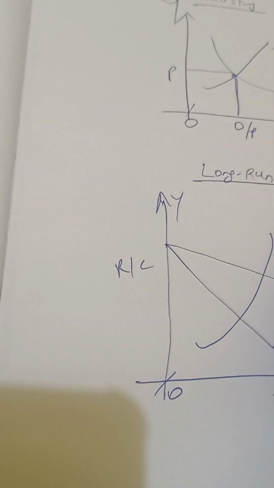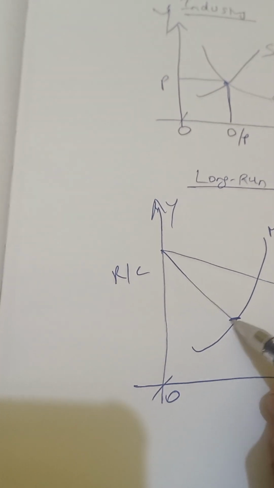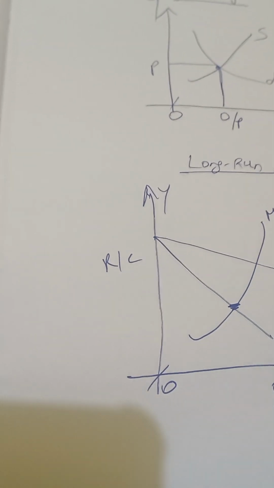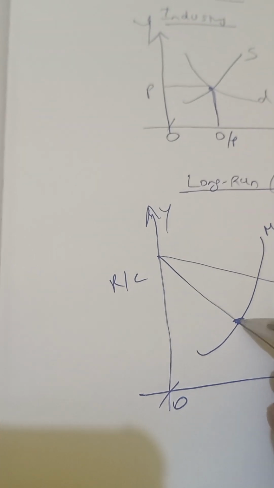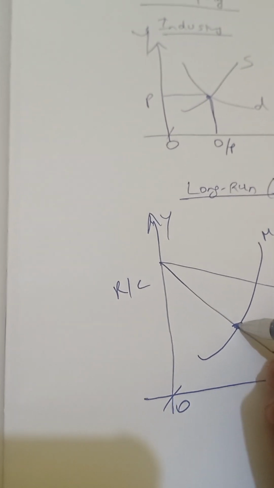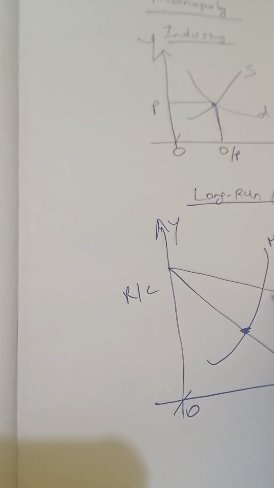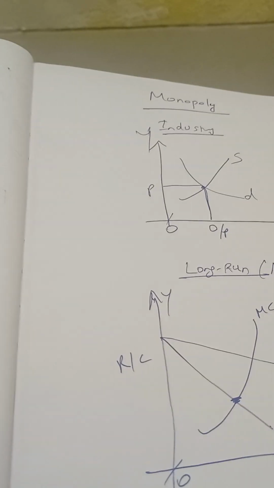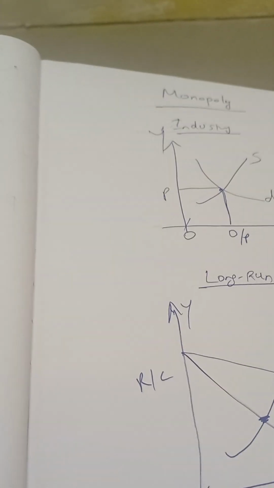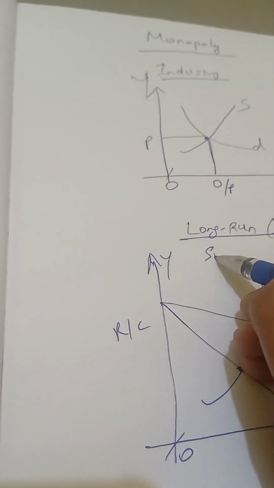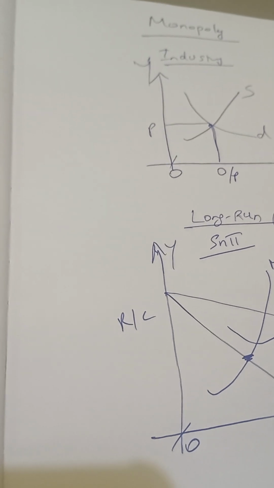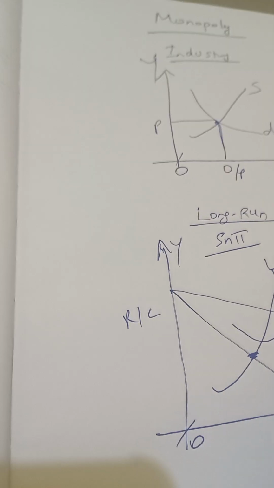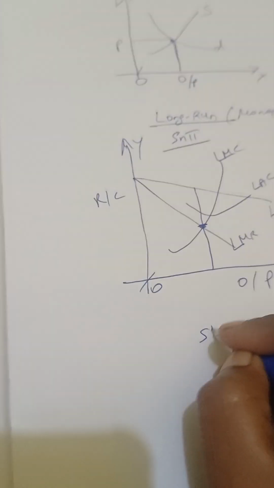So wherever the MC cuts the MR from below, where MC is equal to MR, you have to mark that point. So here, in the case of long run, you have the case of supernormal profits. In the long run, it's always supernormal profits for a monopolist. So the cost curve will be lower. So LMR, LAR, LMC, and it is LAC here. So this is the graph for long run.